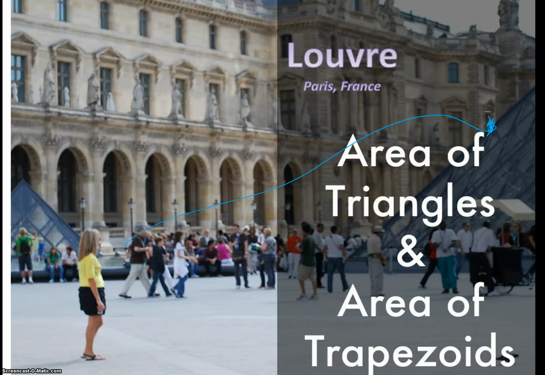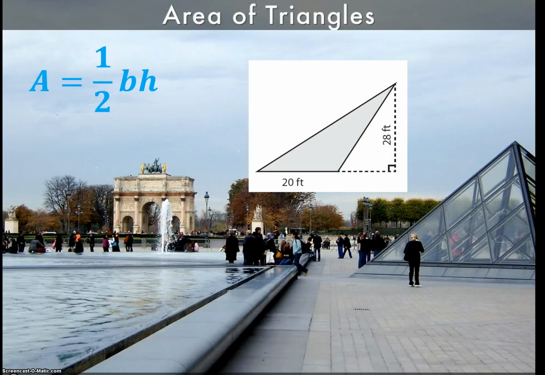Today we're talking about the area of triangles and the area of trapezoids. So before we get started, make sure you have something to write on and make sure you write down all the formulas every single time so they get embedded in your brain. The area of a triangle is 1/2 the base times the height.